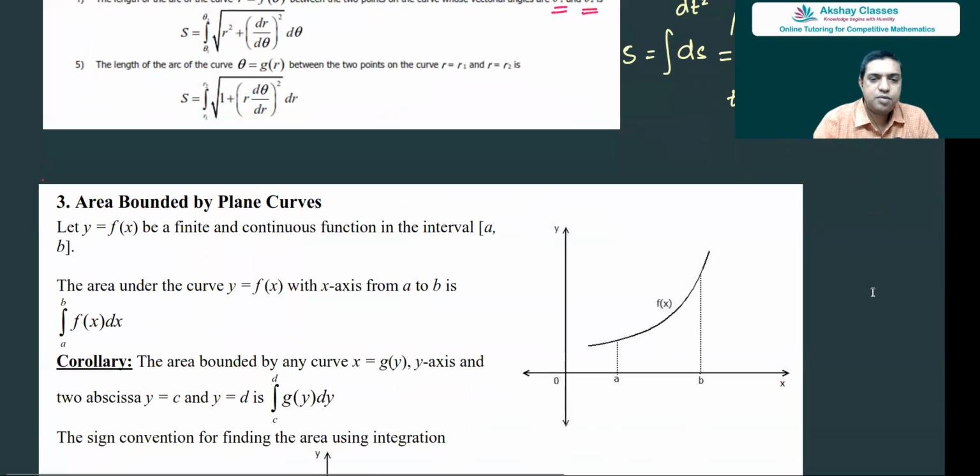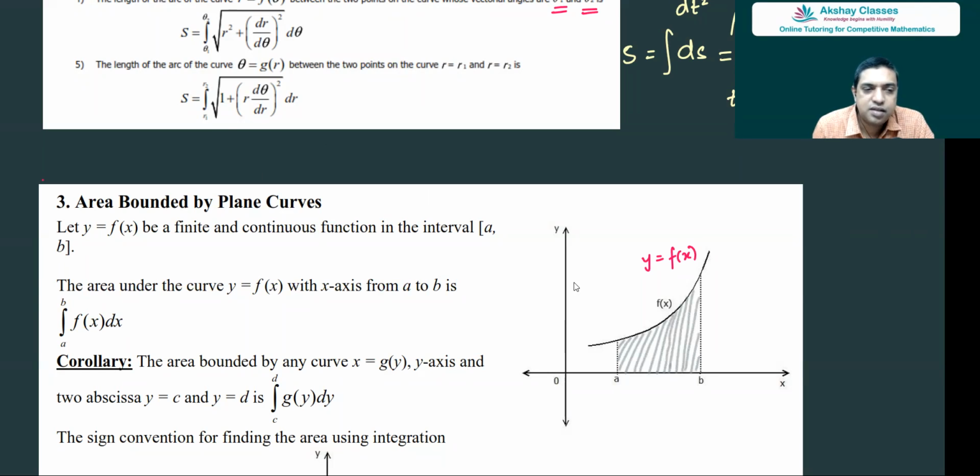So look at this area bounded by plane curve. If y equal to f of x, f of x is the curve, then I want to find the area bounded by the curve y equal to f of x, and between that and x-axis, in between the lines x equal to a and x equal to b. Now this is the area we want to find.